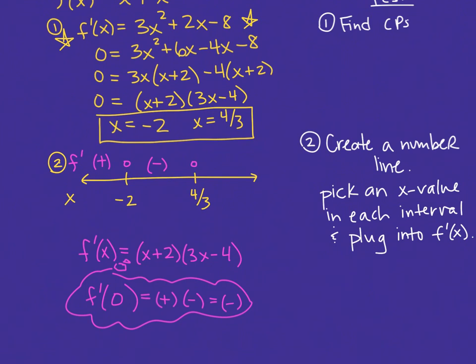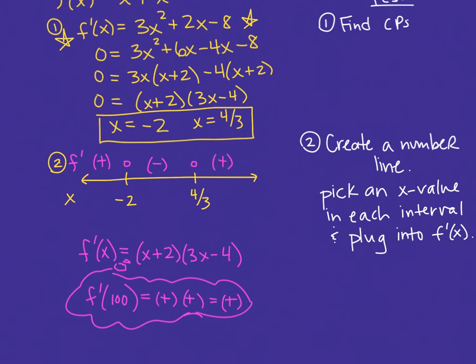The last value that we can plug in is some number over here, and I'll be ridiculous about it and plug in 100. When we plug in 100, or any number of your choosing that's greater than 4/3, we'll clearly get a positive and a positive in both factors, yielding a positive first derivative.